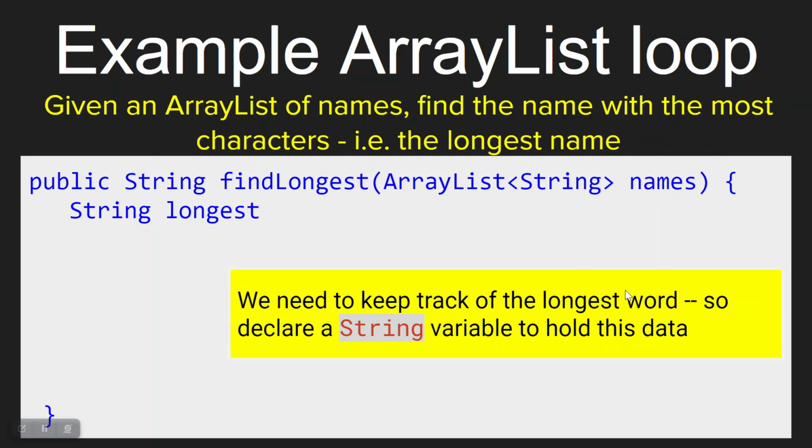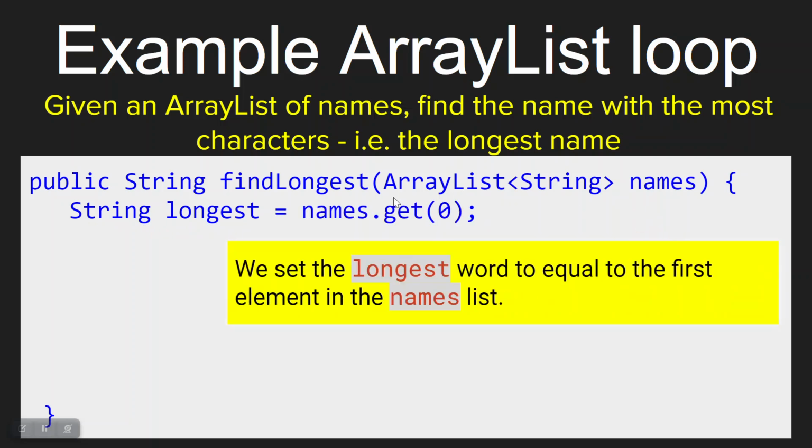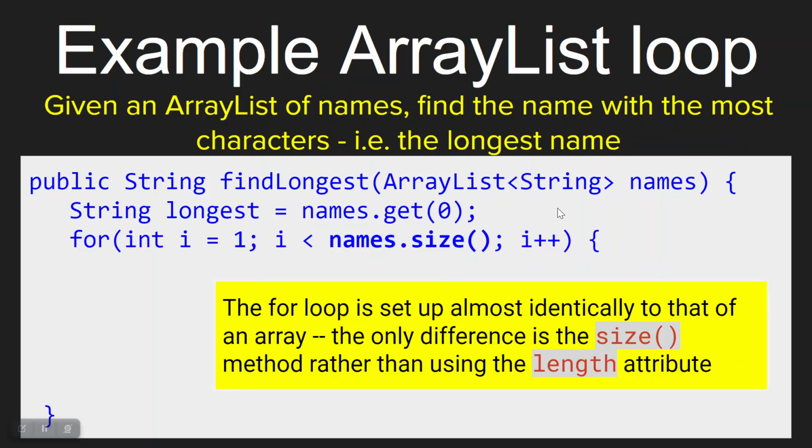So we need to keep track of the longest word, so we're going to declare a string variable to hold that data. And just like we did before, we're going to assume that the longest name is the one at index 0. This is just like we found the min and the max when we were looking at arrays. So we set the longest word equal to the first element in the names array list.